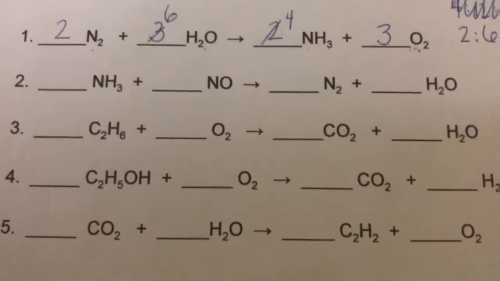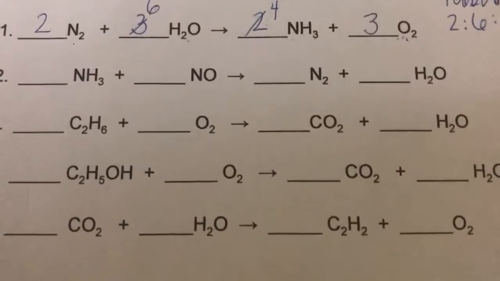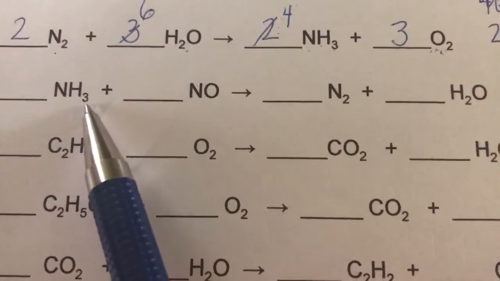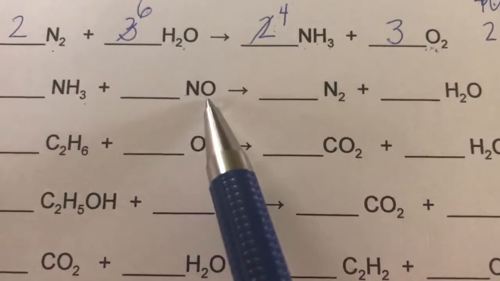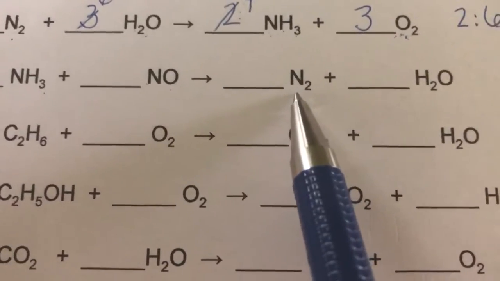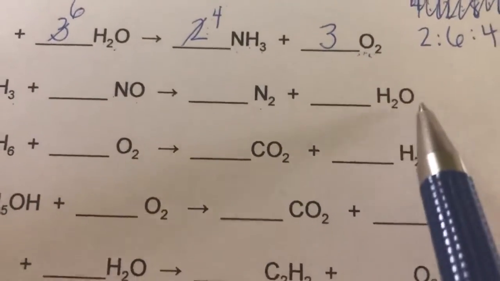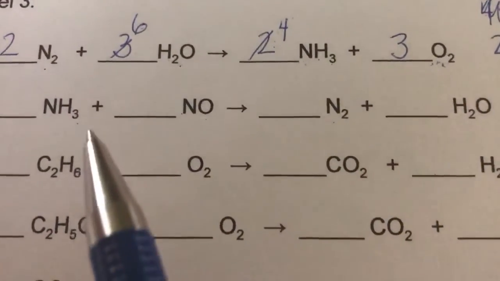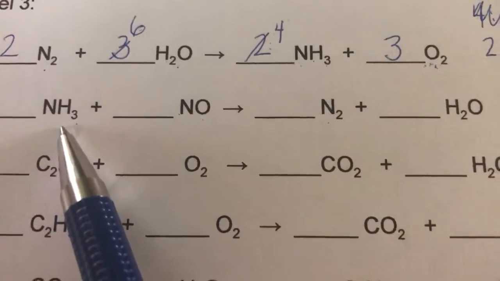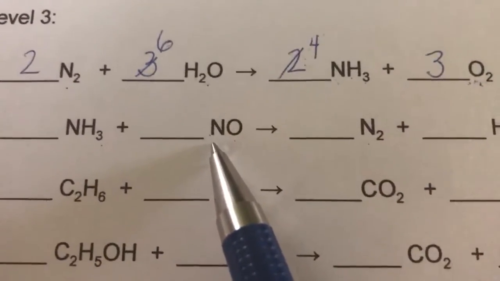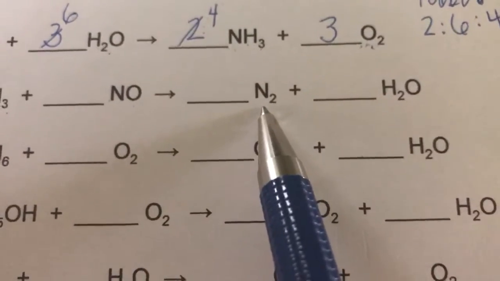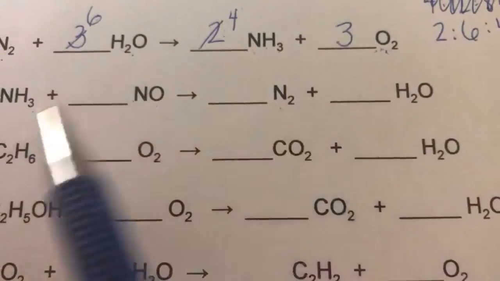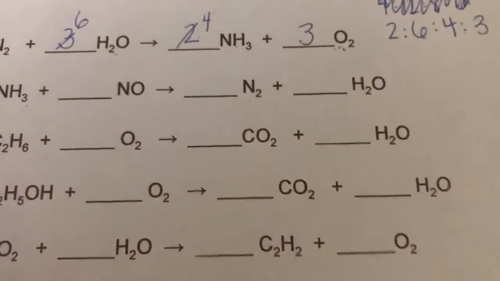Now, number 2 is probably the trickiest one here on the paper. So we have 1 nitrogen, 3 hydrogens, 1 nitrogen, 1 oxygen, 2 nitrogens, 2 hydrogens, 1 oxygen. Again, I try to leave my oxygen and hydrogens towards the end, so let's start with our nitrogens. I have 1 nitrogen plus 1 nitrogen on the reactant side. On the product side, I have 2. So 1 plus 1 is 2. That matches the 2.